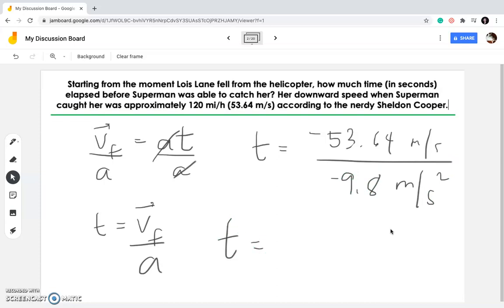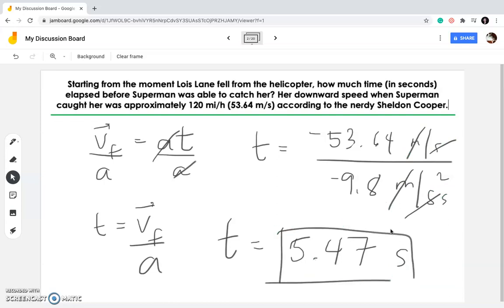I think in the college entrance test, they're going to use 10 for the gravitational acceleration value for simplicity since you're not allowed to use a calculator. But this time, let's use a calculator to be more precise with the values. Okay, so using your calculator, you're supposed to get 5.47 seconds. The units cancel with the remaining s. Okay, so the final answer would be time equals 5.47 seconds.